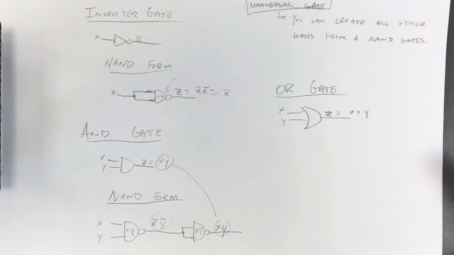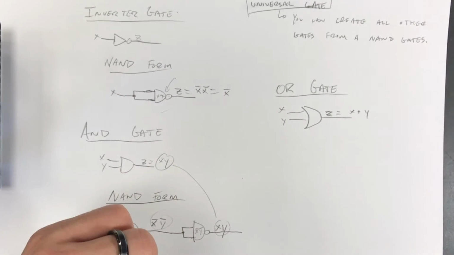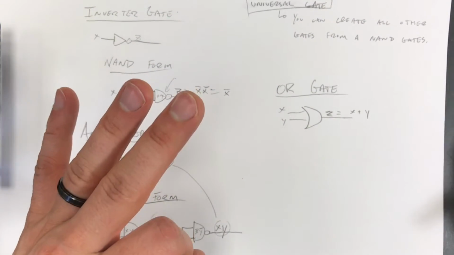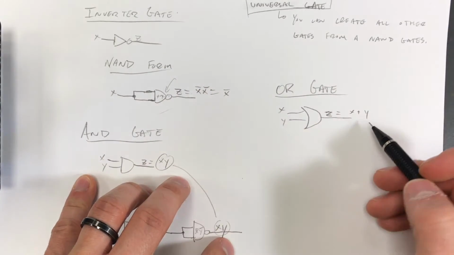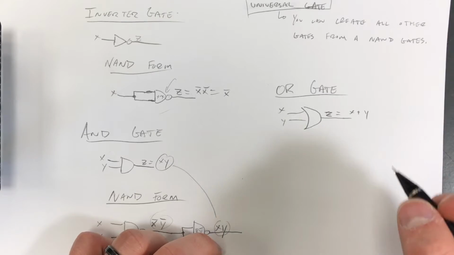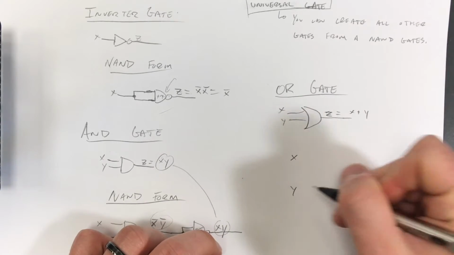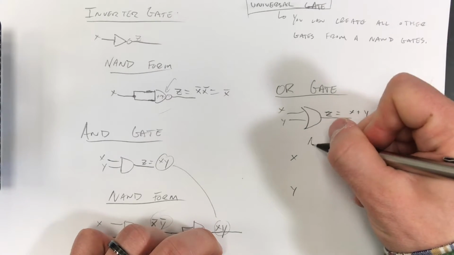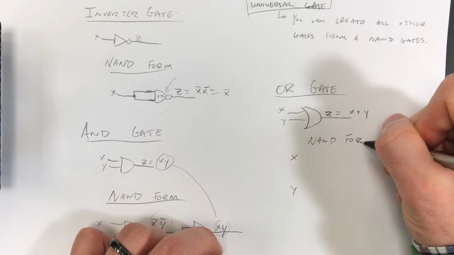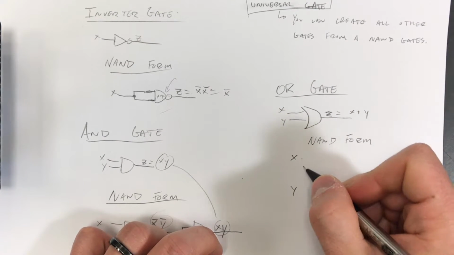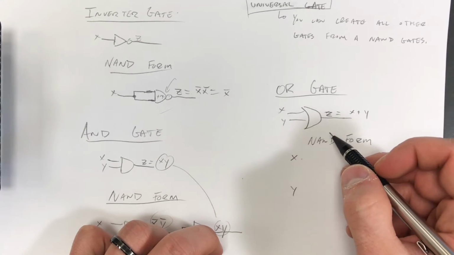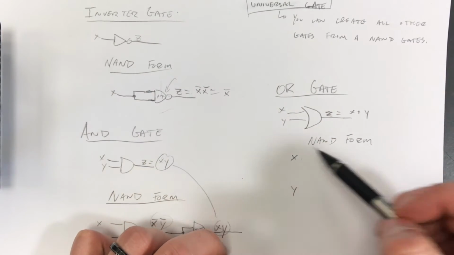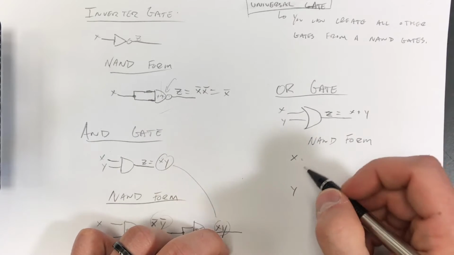All right? So we need to, first of all, understand that this is going to take 3 NAND gates to create an OR gate. So let's see here. We need an X and we need a Y. We have an input X, we have an input Y. So in order to make an OR gate out of NAND gates, this is NAND form, we need to, first of all, attach an inverter NAND to X and Y. So we're going to make an X naught and Y naught.